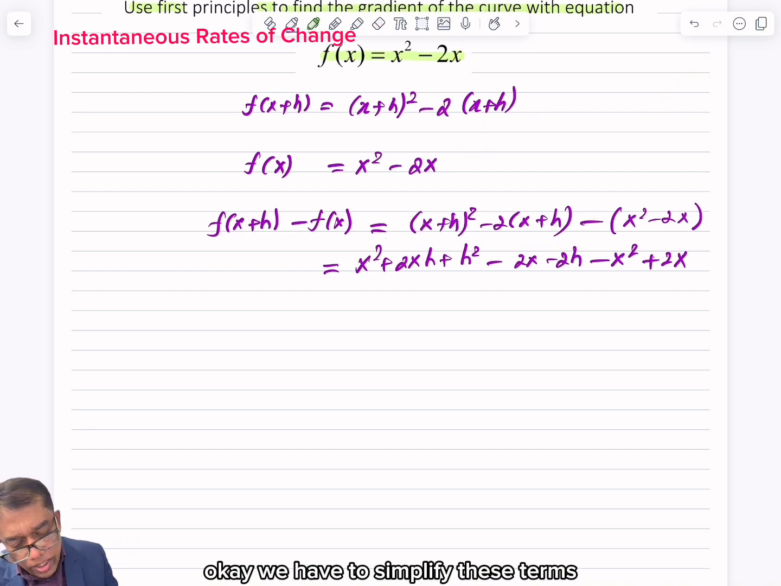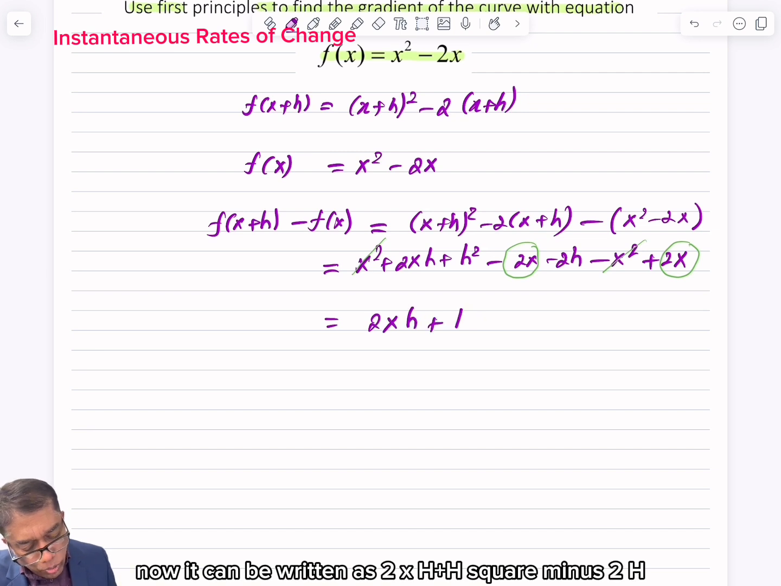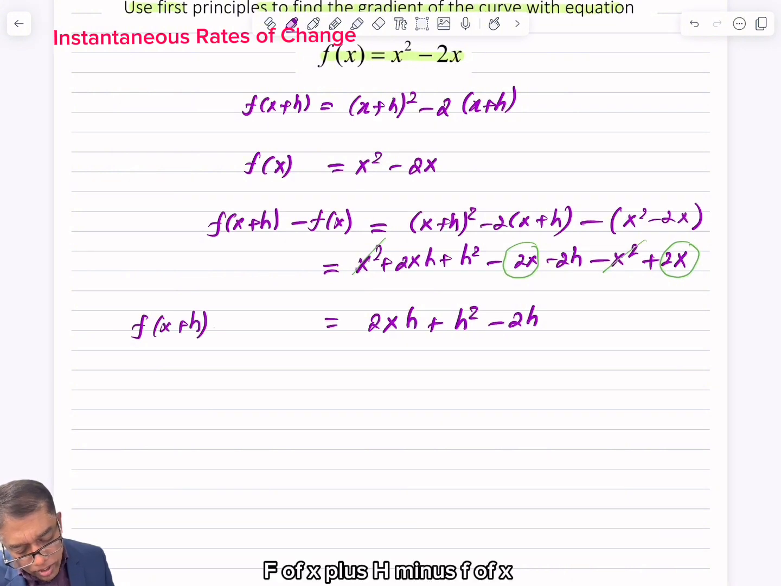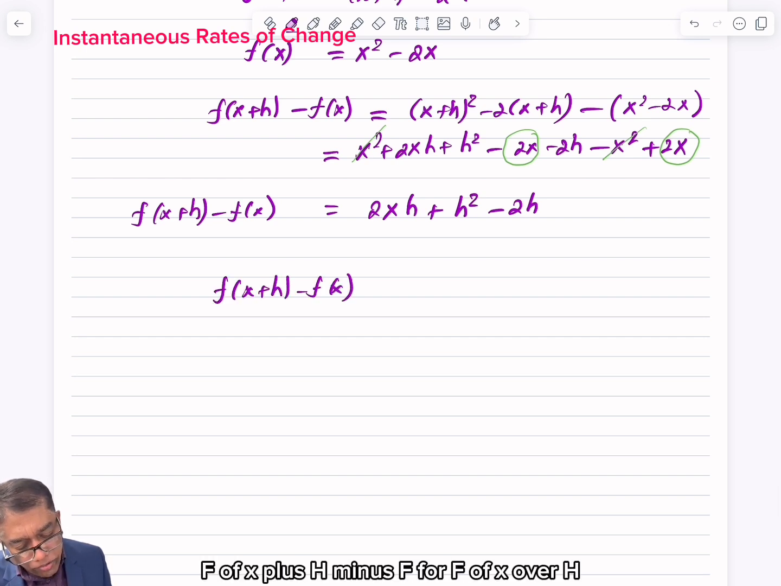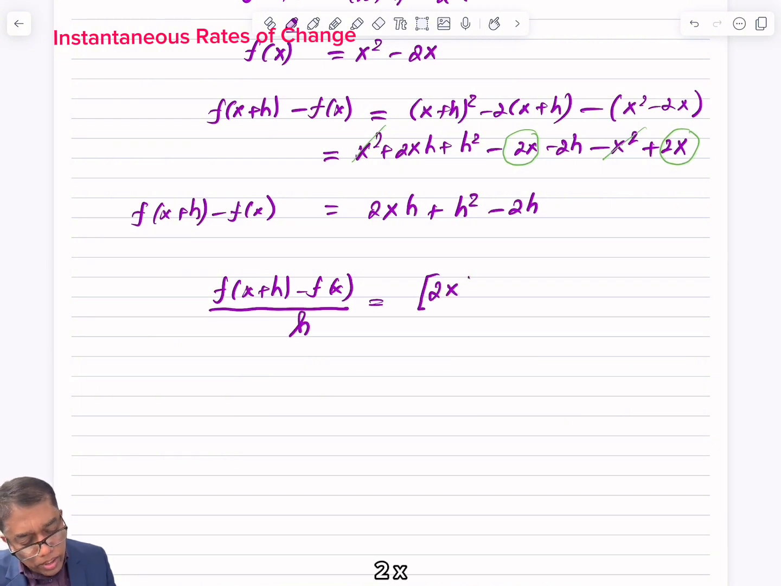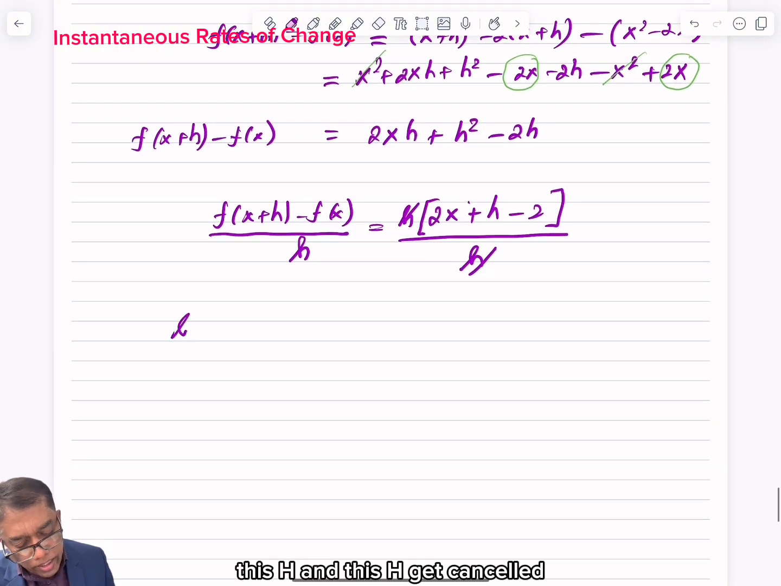Okay, we have to simplify these terms. x squared and x squared get cancelled. Then 2x and 2x get cancelled. Now it can be written as f(x plus h) minus f(x) equals 2xh plus h squared minus 2h. Now we have to divide both sides by h. f(x plus h) minus f(x) over h equals, taking h as the common factor, h times (2x plus h minus 2) divided by h. This h and this h get cancelled.